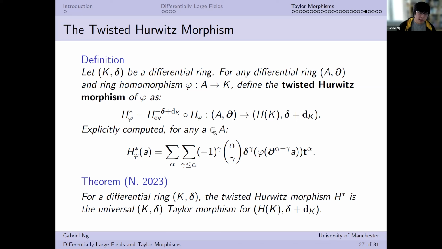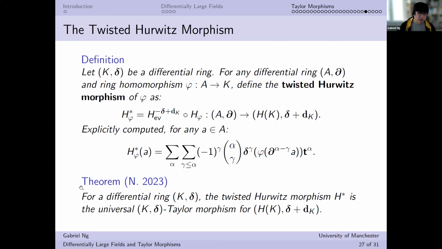And if you explicitly compute what this is, we get a very similar formula to what we saw before without denominators. And you'll also find that there's an isomorphism between this. In the case of a differential Q algebra, this is actually essentially isomorphic to the twisted Taylor morphism before.